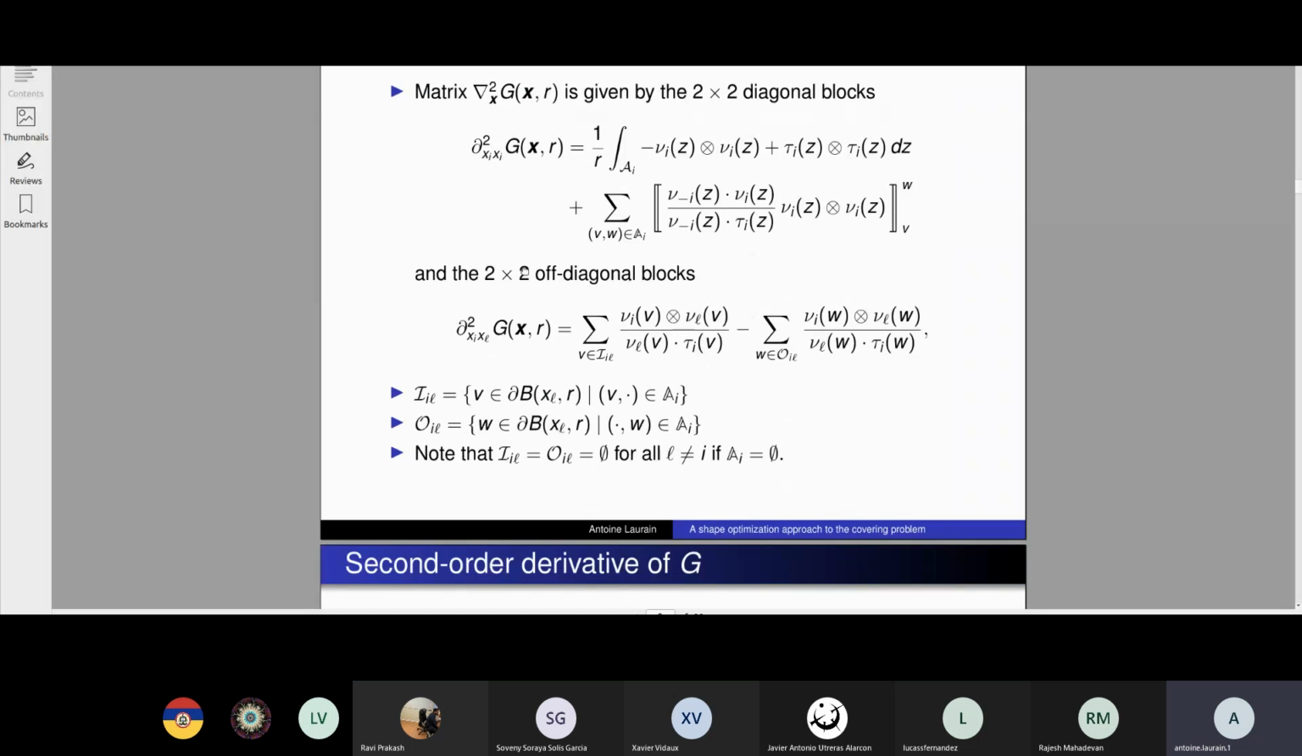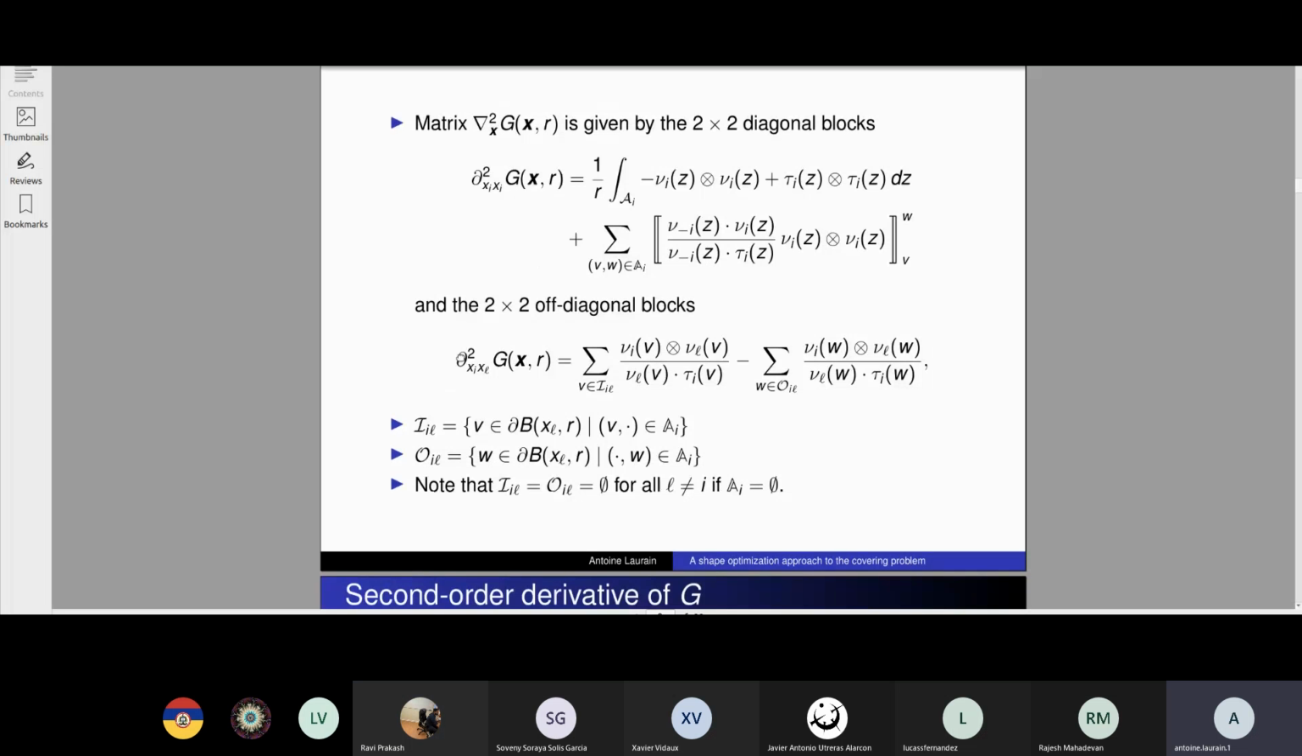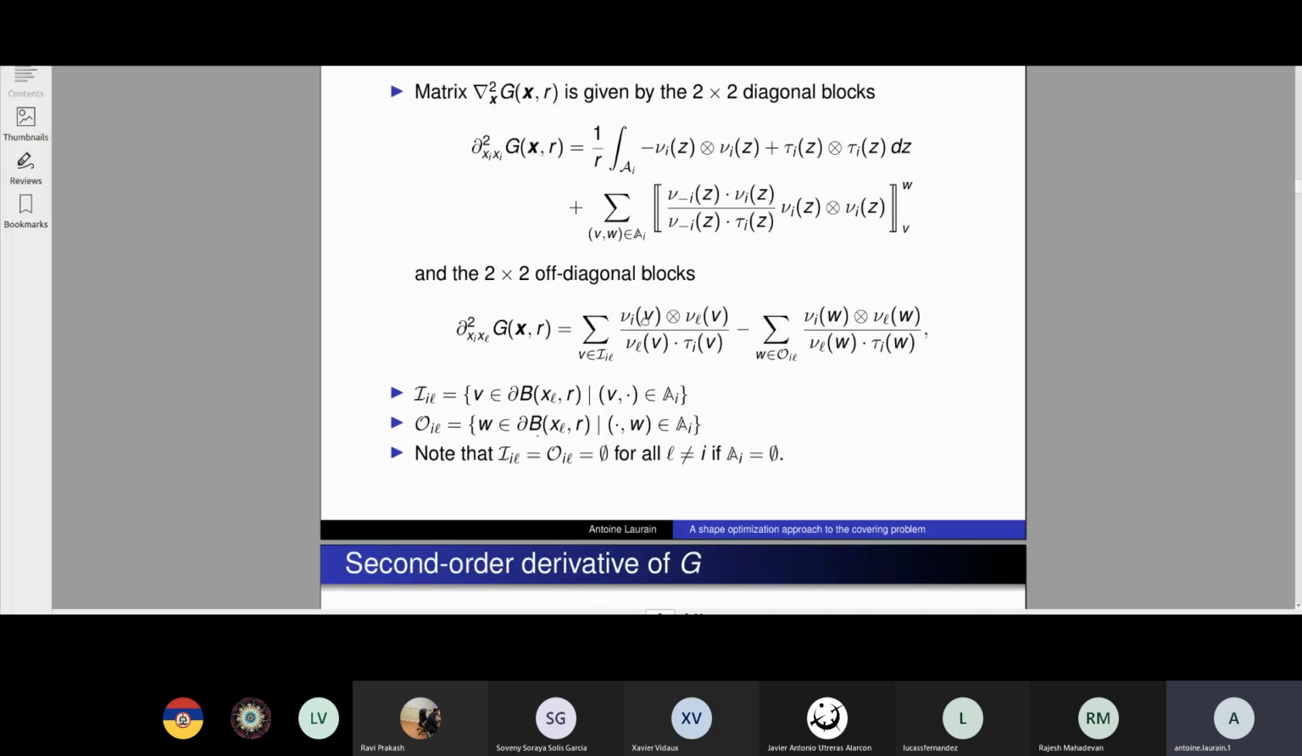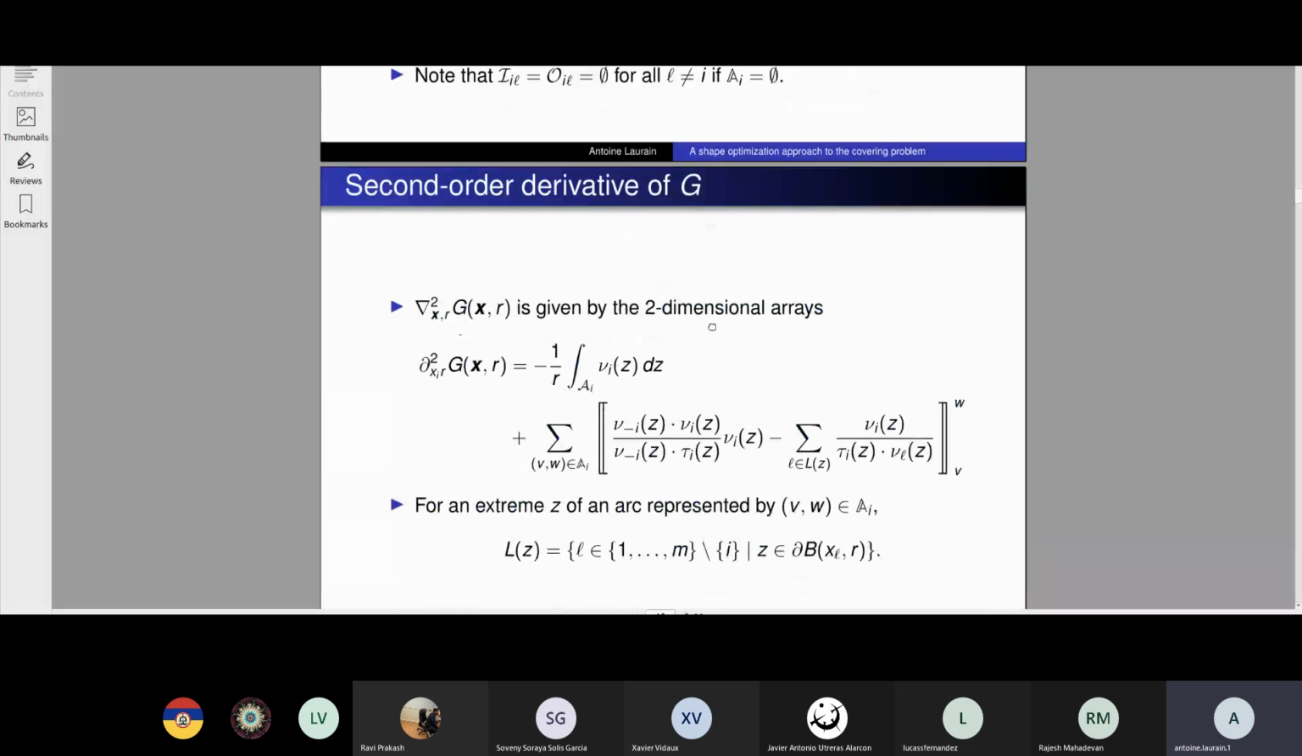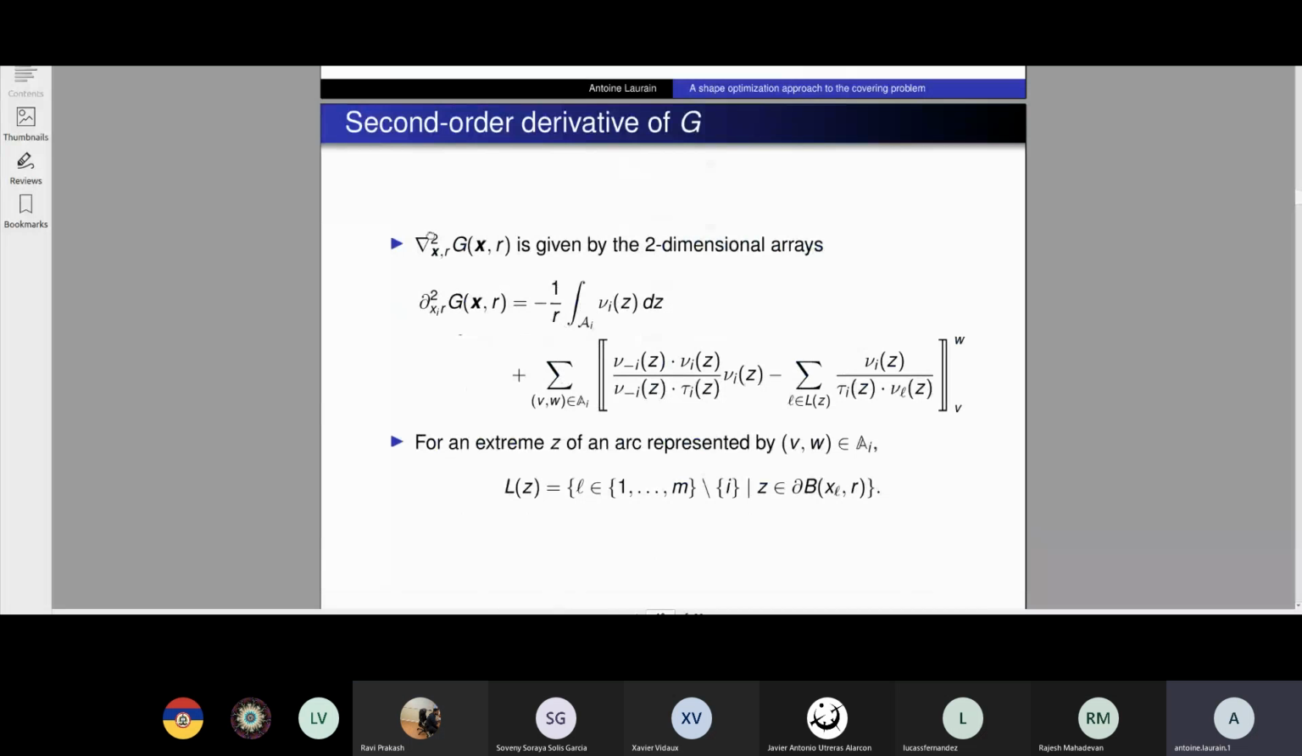Okay, this term, maybe I can just skip the explanation because it's a bit more technical, but it's the off-diagonal blocks of this Hessian matrix. You can see here you have this tensor product, so it's a little 2x2 matrix. That's why you have this tensor product here. And then the final formula is for the mixed derivative, if you have a derivative with respect to perturbation of the center and perturbation of the radius.